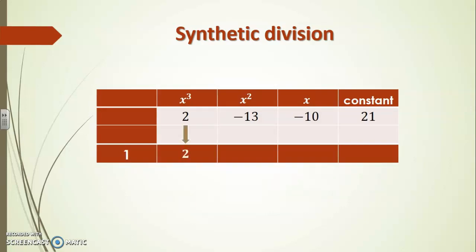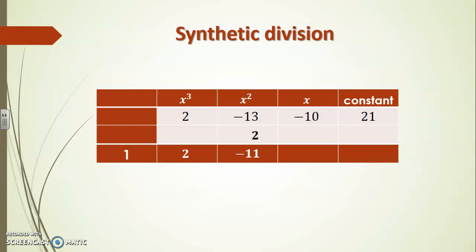So first step is we will just rewrite the first coefficient in the bottom row. So in this case we're just rewriting 2, which was the coefficient for x cubed. Now we're going to multiply 1 times 2 and insert the result under the second column of the coefficients. In this case, 1 times 2 is 2. And then we will add the elements of the same column. So minus 13 plus 2 is minus 11.